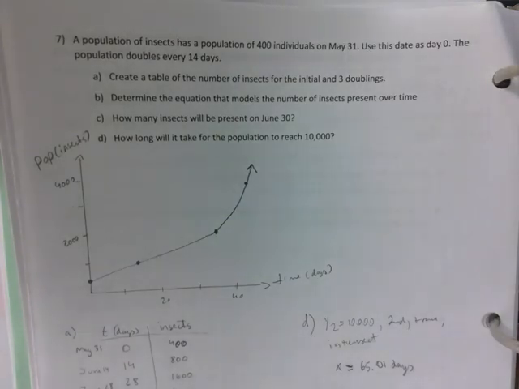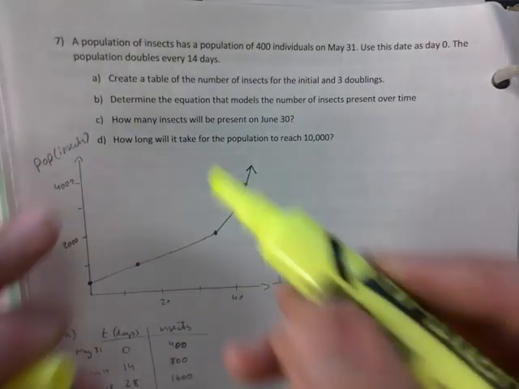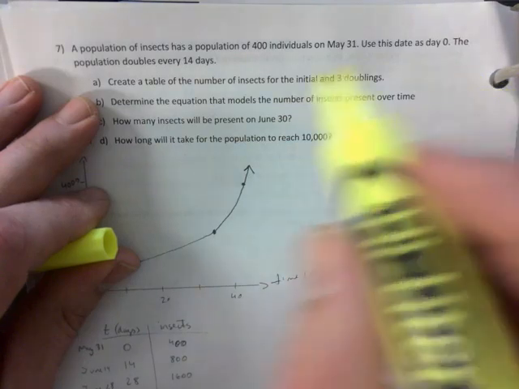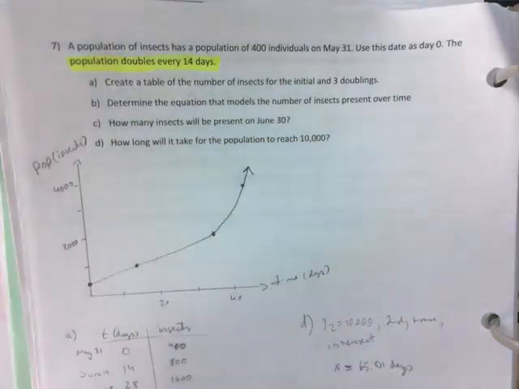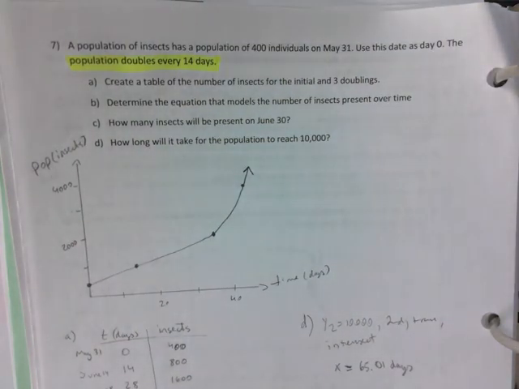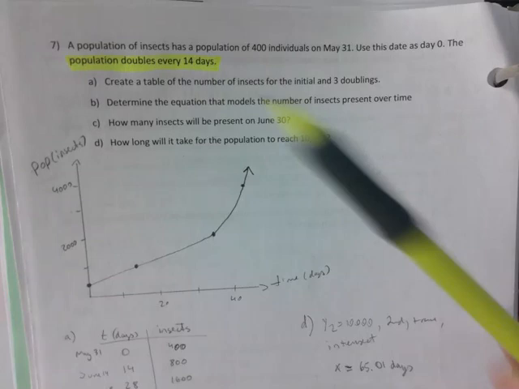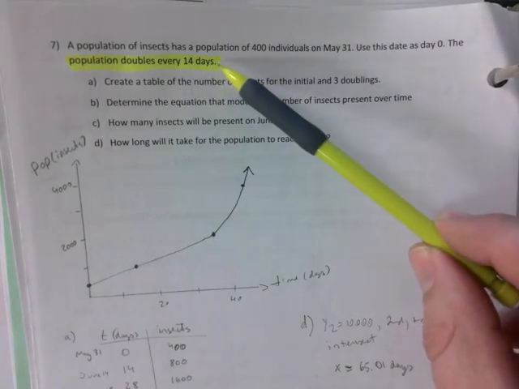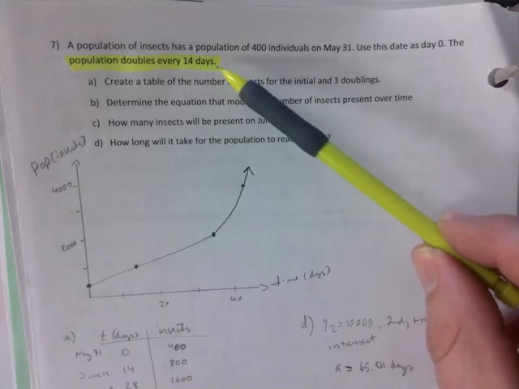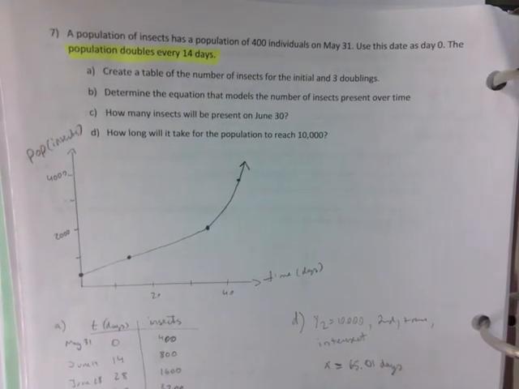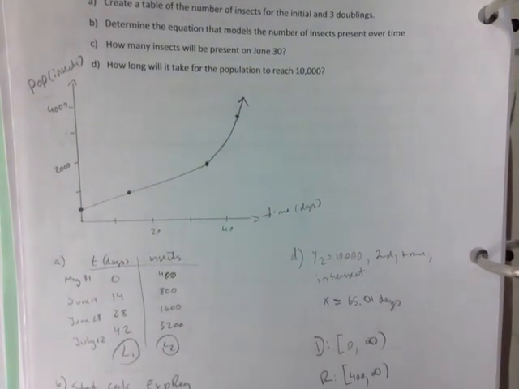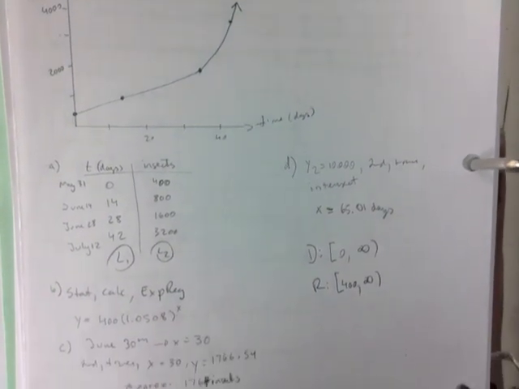Doubling time, right? The population doubles every 14 days. That is doubling time. When you have doubling time, you're going to think two things. This must be exponential. Okay? This must be exponential or logarithmic. We'll see later. And I have to make a table.